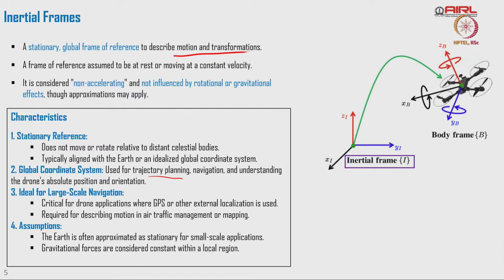This inertial frame of reference is used for large scale navigation, I mean long distance navigation we are talking about. We make certain assumptions for the inertial frame of reference. Earth is often approximated as stationary for small applications. When I say small, I mean a small region where the drones are navigating. The gravitational force is considered to be constant within the local region, so we are not looking at the variation of the gravitational force. If you consider that, then this is no longer an inertial frame of reference.